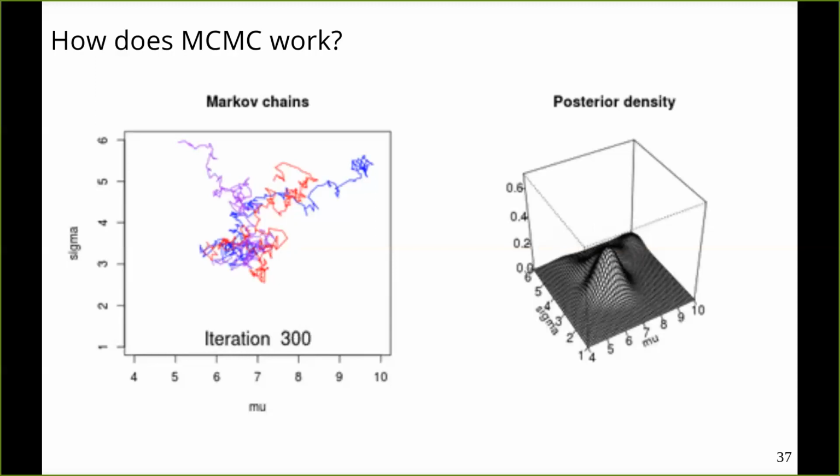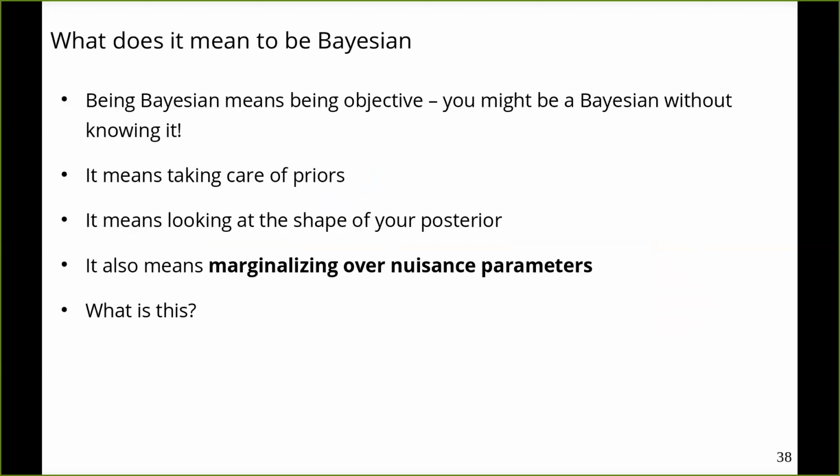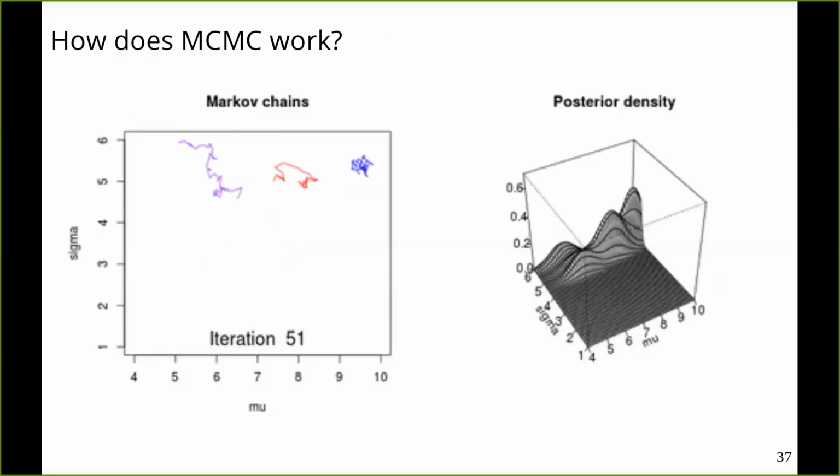Okay, so now very often people are going to say, oh wow, so you're using Markov chain Monte Carlo, that means you're Bayesian.